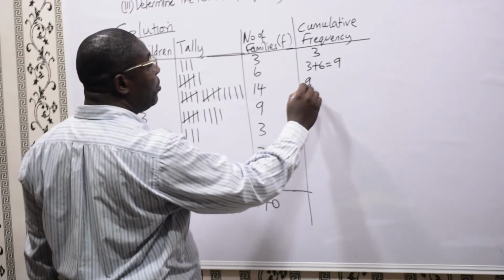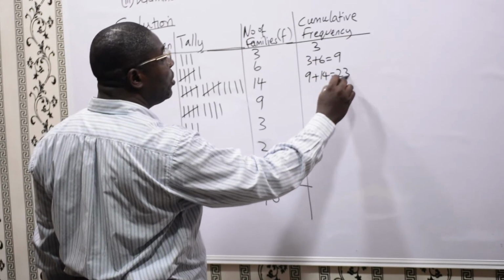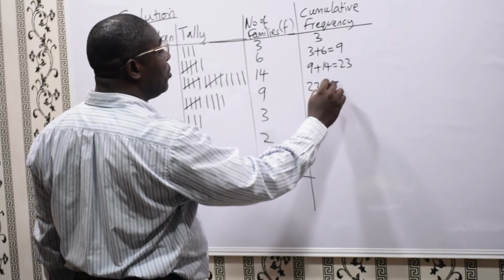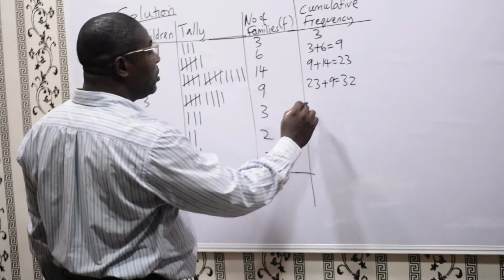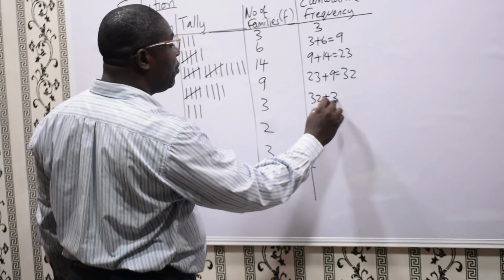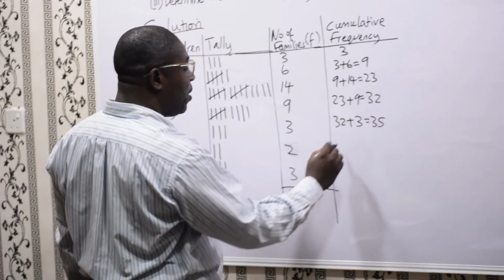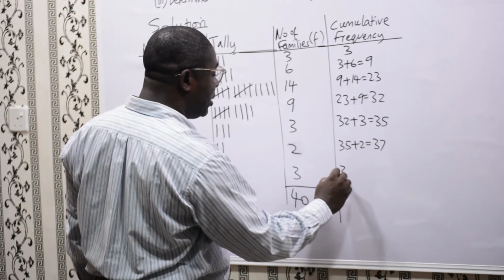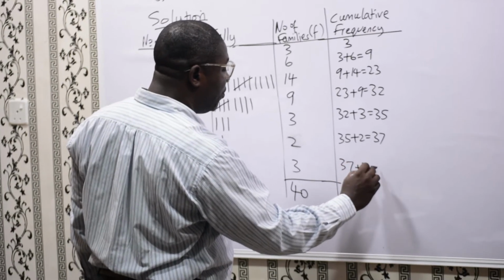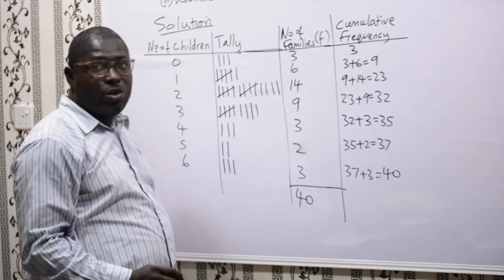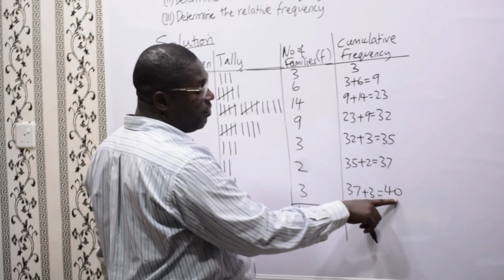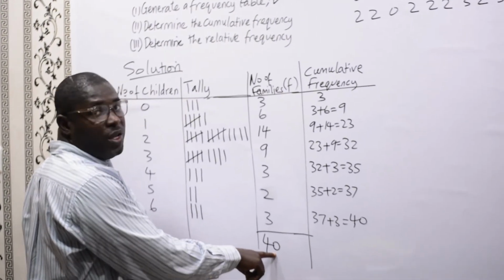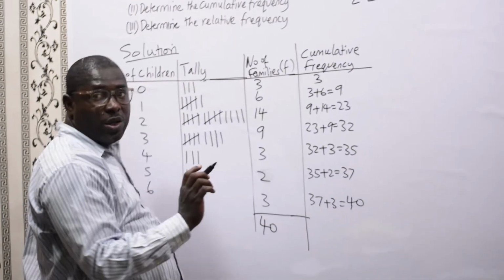Then we have 9 plus 14 should give us 23. 23 plus 9 will give us 32. 32 plus 3 will give us 35. 35 plus 2 will give us 37. And 37 plus 3 will give us 40. Now when you do your cumulative frequency, the value you get here should equal the total frequency you have in your table. That's how to generate the cumulative frequency.